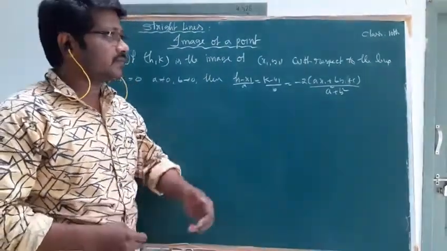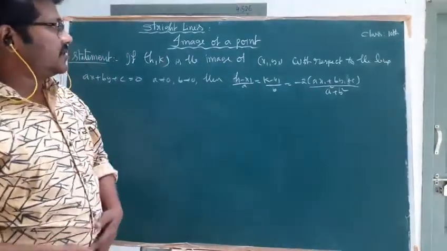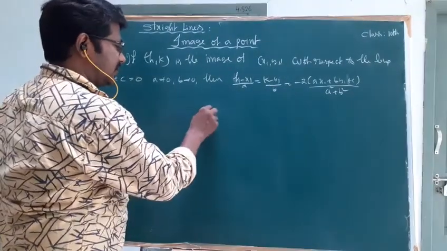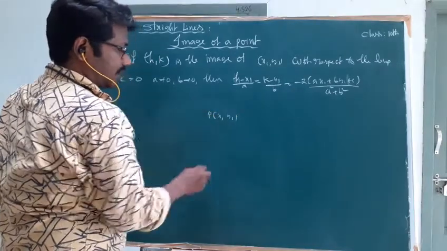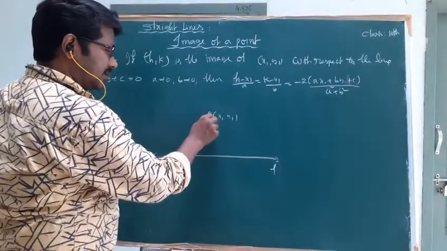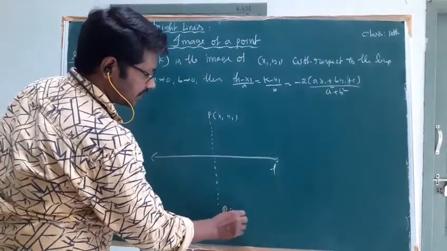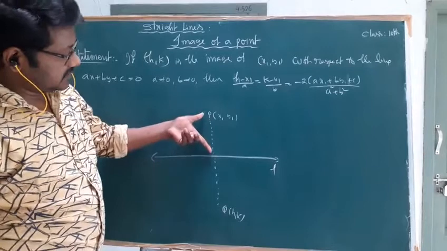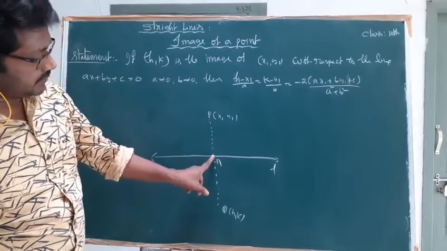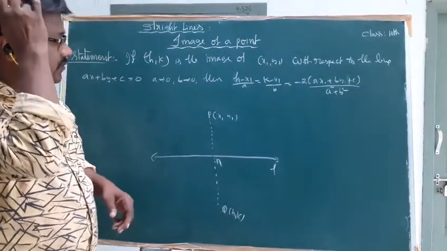Next concept. We already discussed the foot of the perpendicular in the previous class. Now, image of a point. What is the image of a point? See here, for example, take a point P(x1, y1). This is a line. The image of P with respect to the line is Q(h, k). Take a point M; the same distance is maintained on both sides. So Q(h, k) is the image of P(x1, y1).